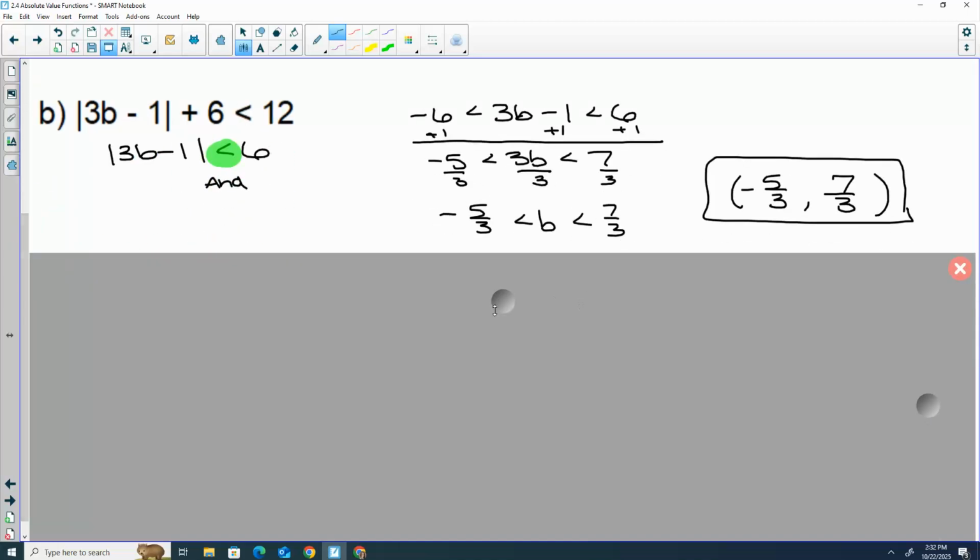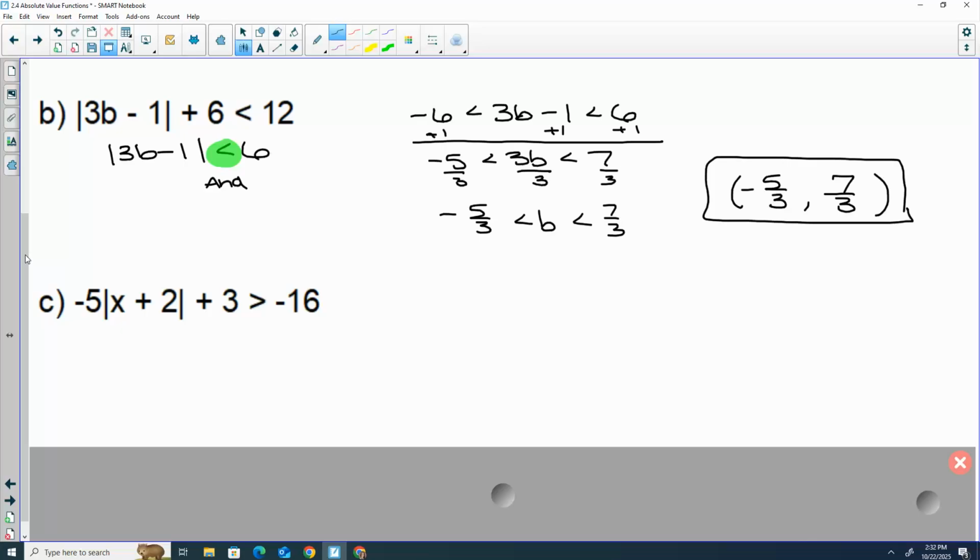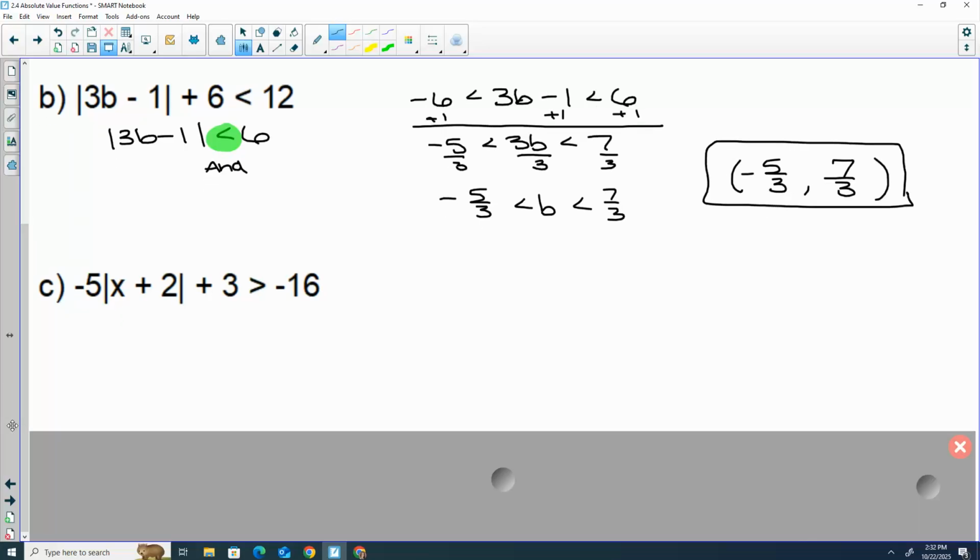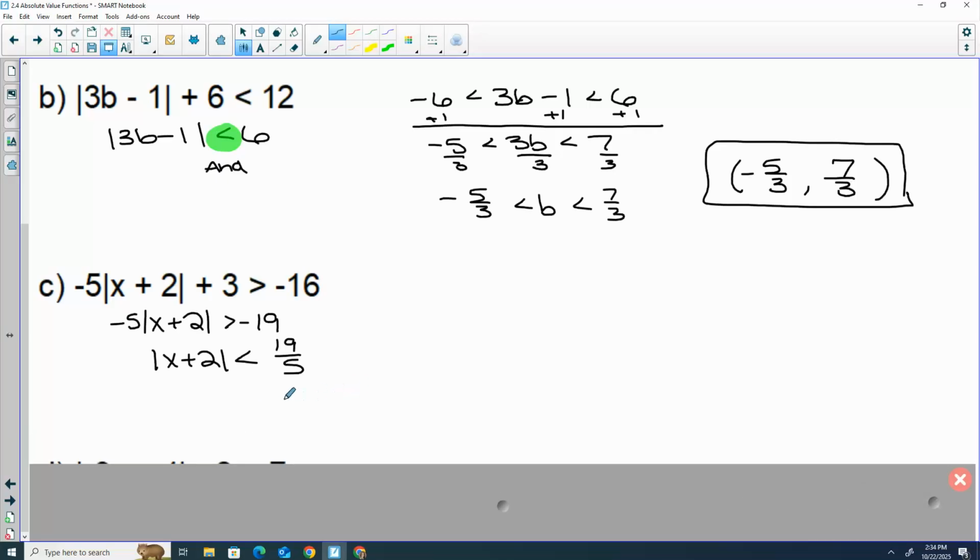I want you guys to try one. Make sure you isolate first. Did you get the absolute value of x plus 2 is less than 19/5? So you subtract your 3, and then you divide by -5. And since you divided by a negative, the inequality flips. So then less than tells me it is and. So we just put it between the negative and the positive.